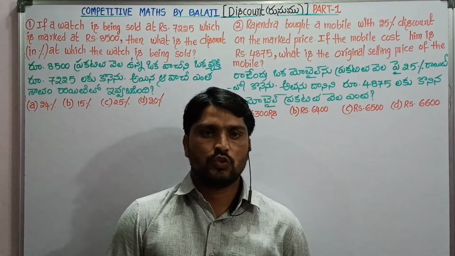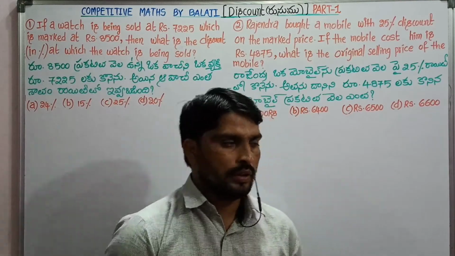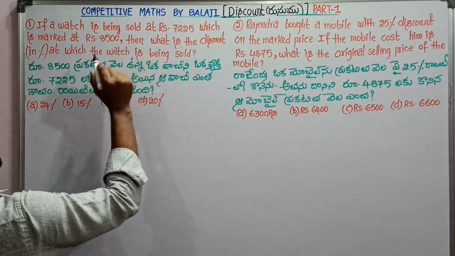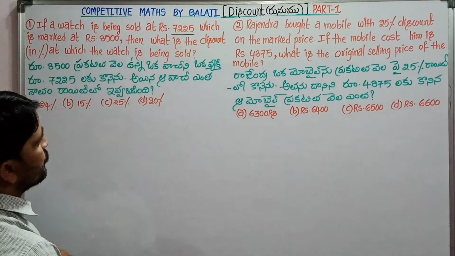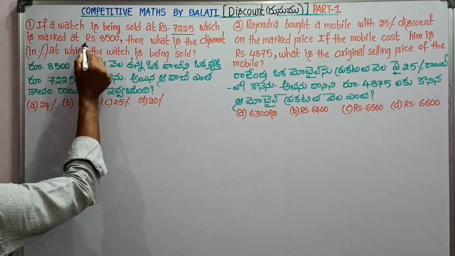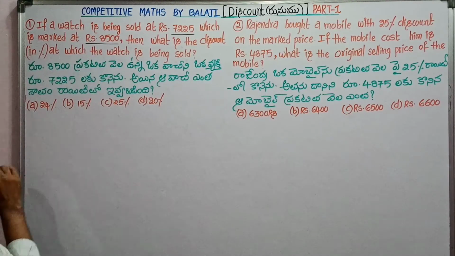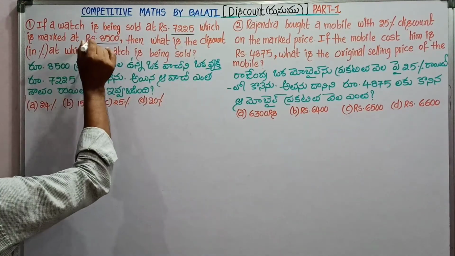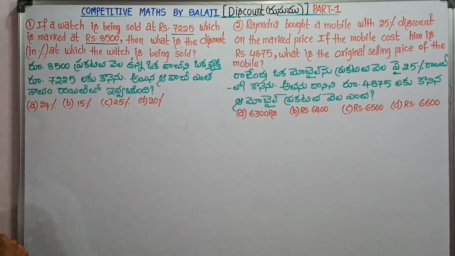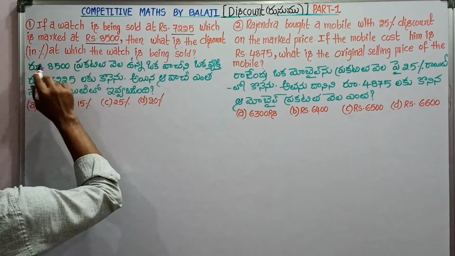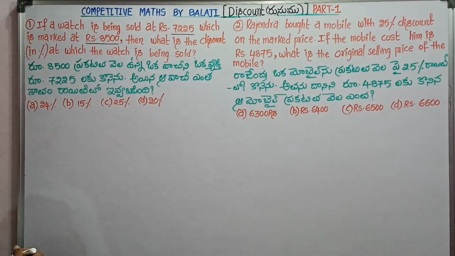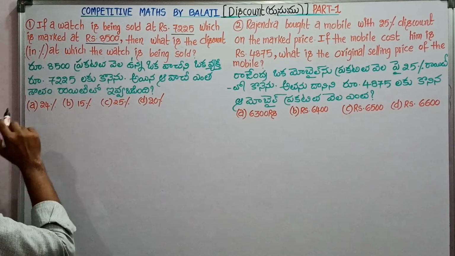Okay students, let us see the problems based on the earlier discussed concept. Question number 1 of part 1. If a watch is being sold at rupees 7,225, which is marketed at rupees 8,500, that is, selling price of the watch is 7,225 and market price of the watch is 8,500, then what is the discount in percentage at which the watch is being sold? Okay, we have to find discount allowed on market price.